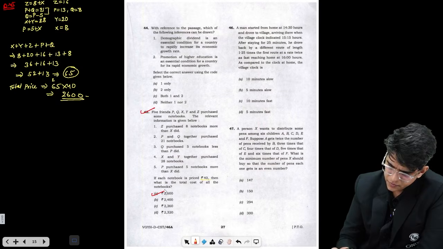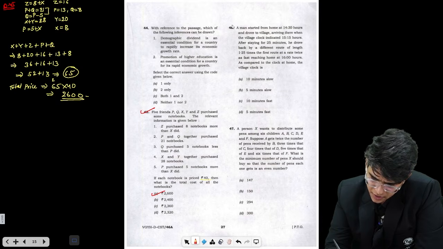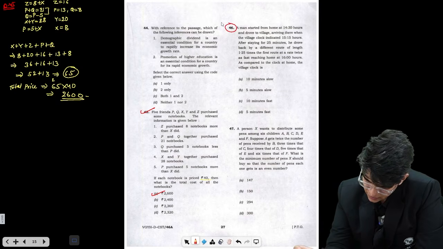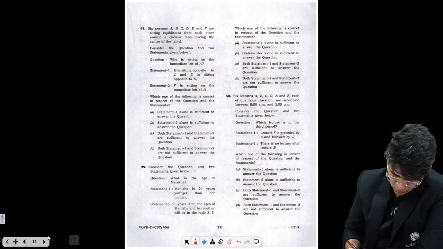Done? Okay. A man started from home at 2:30 hours and drove to a village, arriving this. This can be a tricky question. Let's solve it later. Person X wants to distribute some pens among this. Let's do this also later. Let's move.